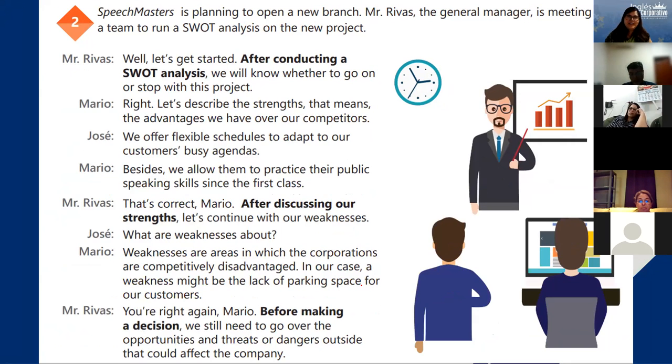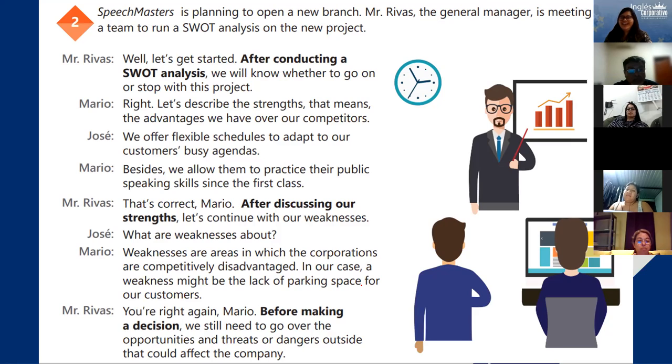Complete. Now, I need two volunteers to read. One would be Mr. Rivas and the other would be Mario. Who wants to be Mr. Rivas? Me, teacher. Okay, Karen, Mario. I'm going to start, Jennifer. Well, let's get started. Karen. Perdón. Karen. Ay, Dios mío. Karen, Jennifer. Perdón. Well, let's get started.